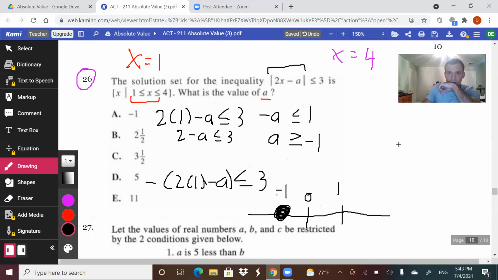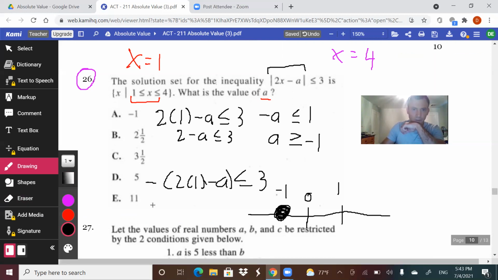So down here, maybe I will move this over. I can try to do it in this space because it's important we have this space in a moment. So -2 plus a is less than or equal to 3. That means that a is less than or equal to 5. So right now, we know that a has to be shaded within this range between -1 and 5. What does that get rid of? That only gets rid of 11.